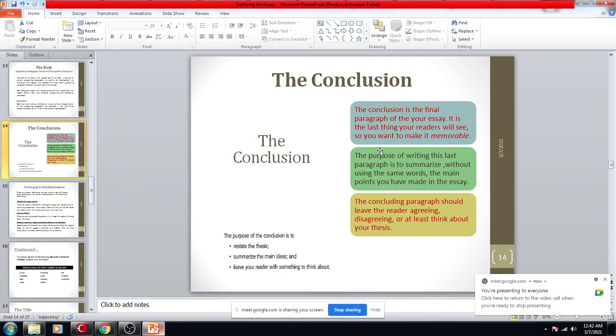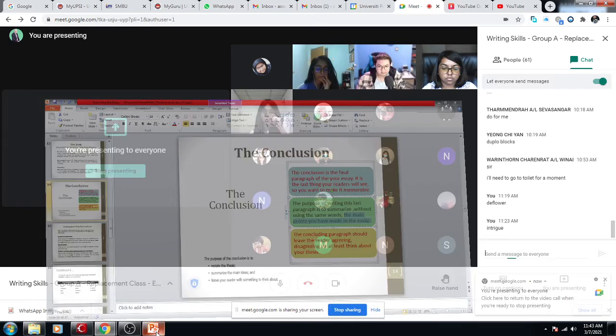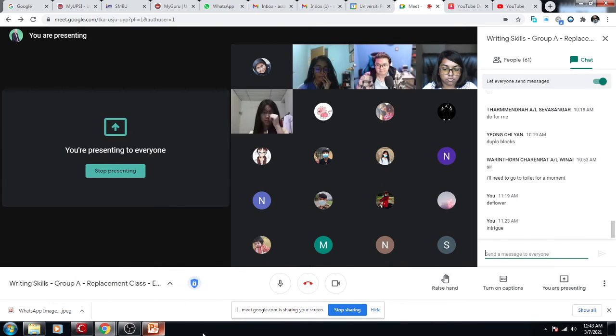So the purpose of writing this last paragraph is to summarize, of course without using the same words, using synonyms, paraphrasing the main points you have made in the essay. So the subtopics in each paragraph, in other words, you need to rephrase the thesis statement. Instead of copying it and pasting it, the same ideas have to be rephrased.